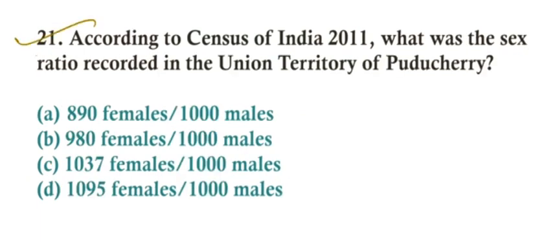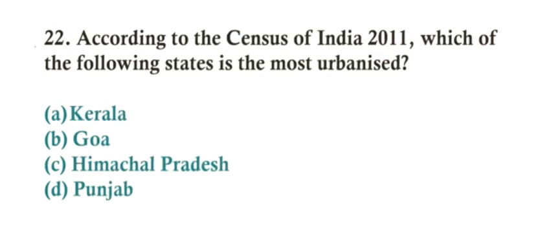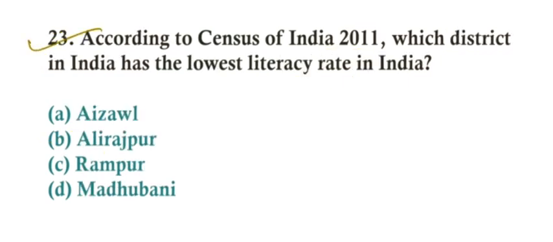Question number 21. According to Census of India 2011, what was the sex ratio recorded in the Union Territory of Puducherry? Option number C, 1037 females per 1000 males. Question number 22. According to the Census of India 2011, which of the following states is the most urbanized? Option number B, Goa.